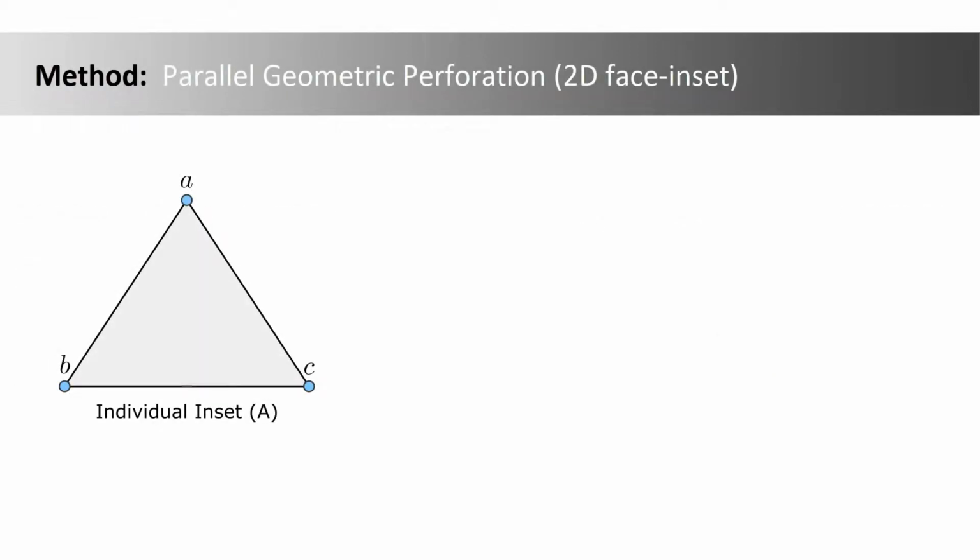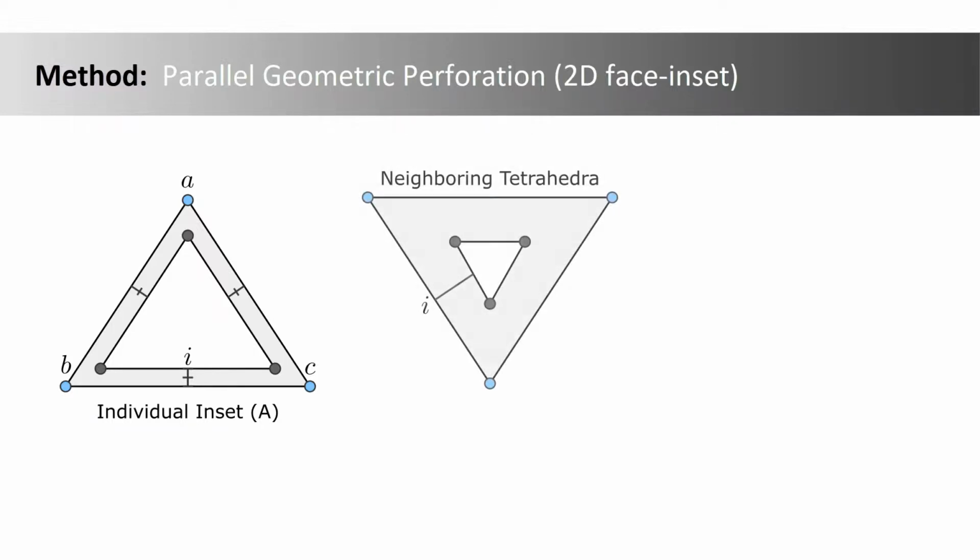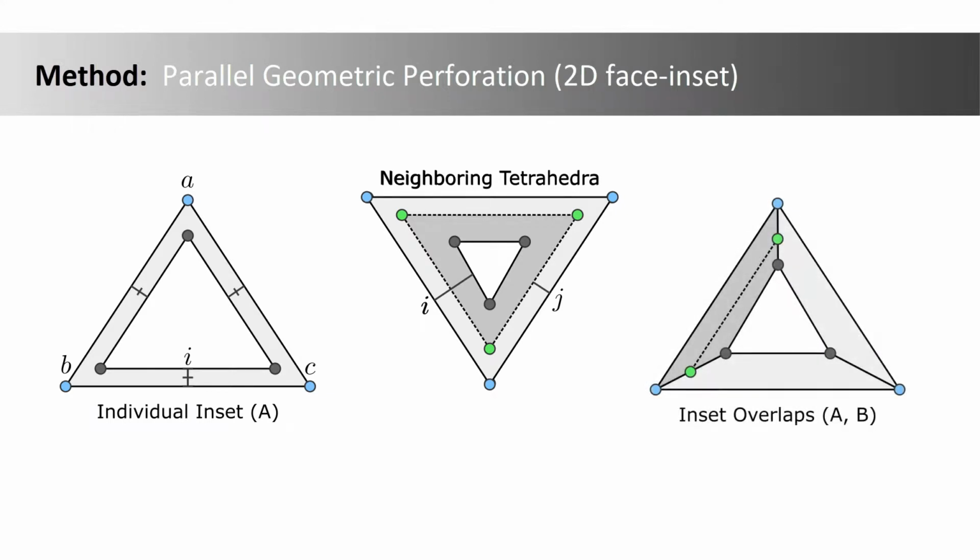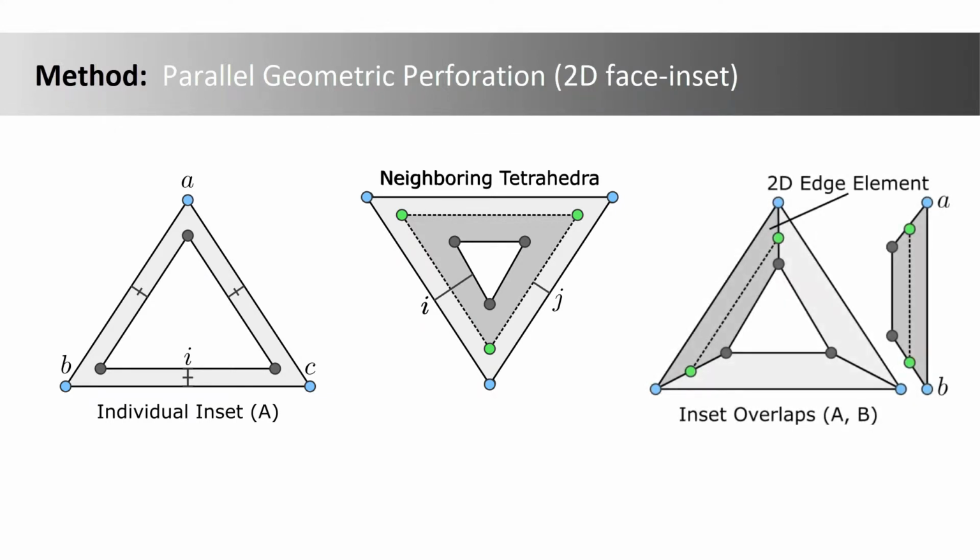In the 2D case, geometric perforation is based on a well-established method for creating geometric insets. For an individual face, the inset is defined by a provided inset value I. This value can be adjusted to change the structural rigidity of the element. For two coplanar faces, we can define two distinct inset values, I and J, that share the same interface. This results in an overlap between insets, forming a 2D edge element made out of 6 distinct nodes.